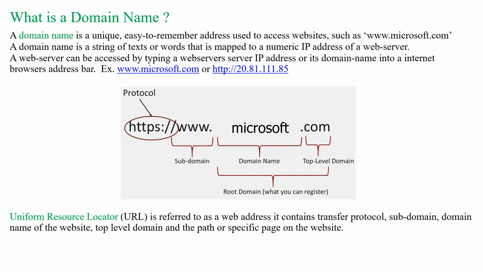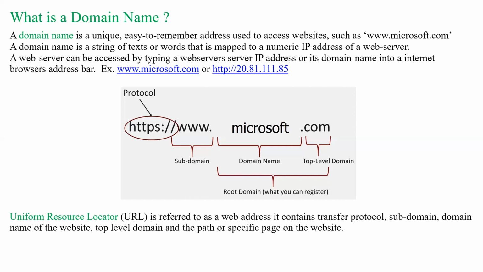So that means either you can type www.microsoft.com in your web browser to reach this web page, or if you know the IP address of this web server, which is in our case 20.81.111.85, directly into the web browser address bar, you'll be able to access the same page. So here in the pictorial presentation, we have the same domain name that has been taken for understanding.